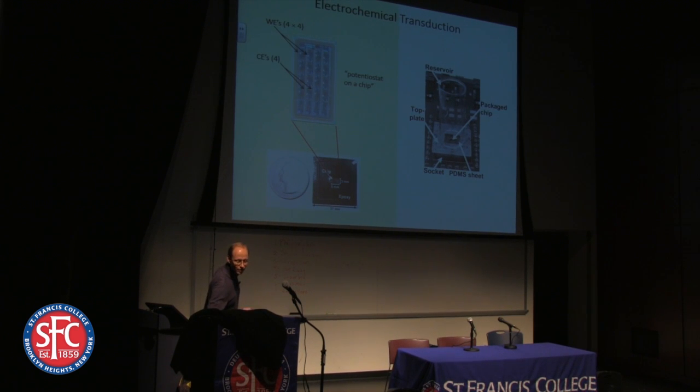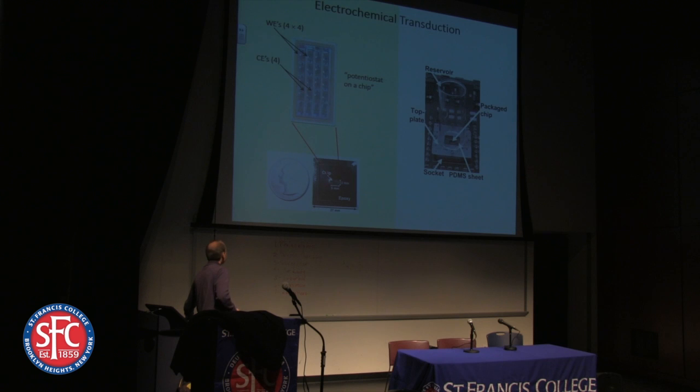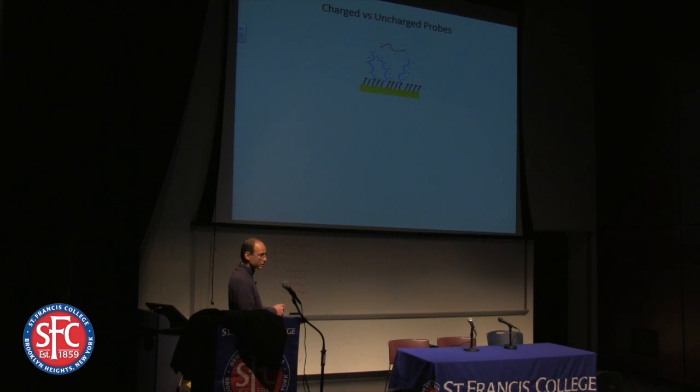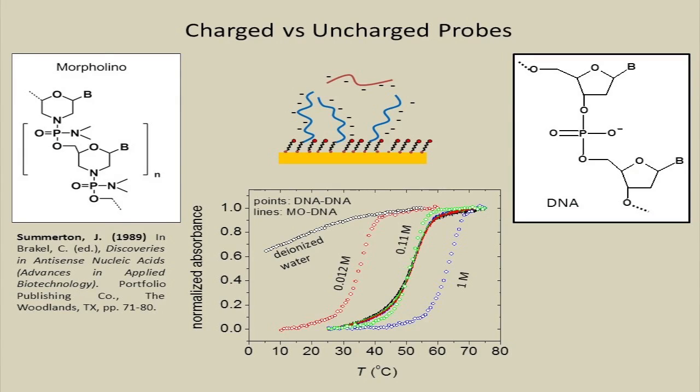Let me see. I have a few minutes left, so I can tell you a little bit about, maybe I'll just introduce this last section. One thing that we got interested in is the role of electrostatics. DNA is negatively charged, and if I make these DNA layers, I have made a surface that has lots and lots of negative charge on it. And then I'm asking it to detect negatively charged molecules.